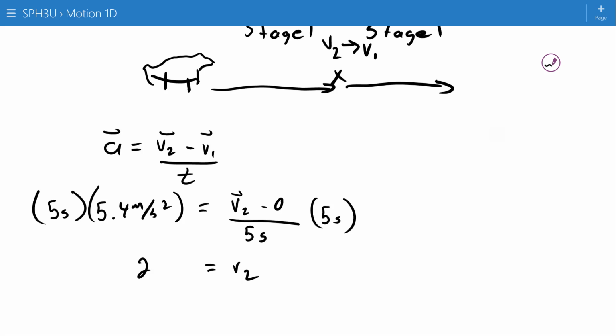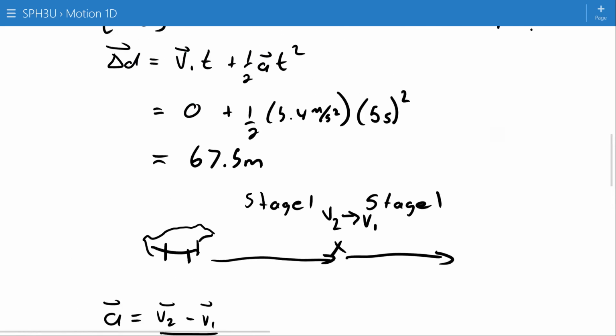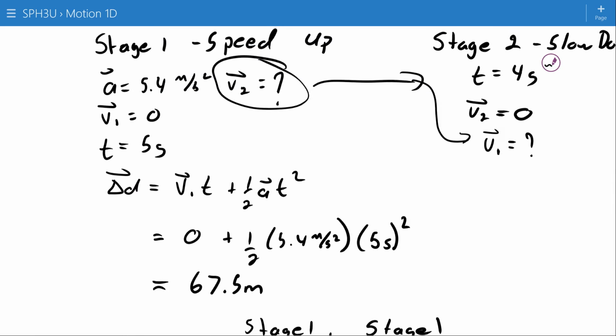I get 27 meters per second. That is a fast horse and cart after that time. Not an entirely reasonable value, but that's what the question set up, so let's not worry about that too much. Okay. So what that means is that that becomes V1 for the second stage.